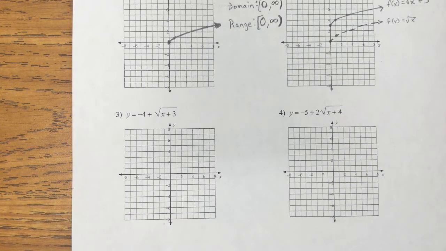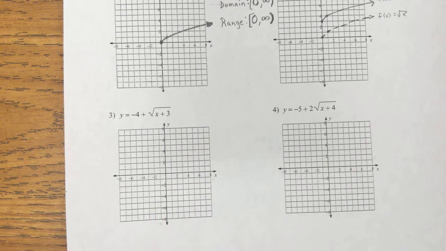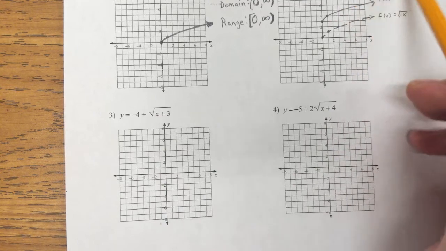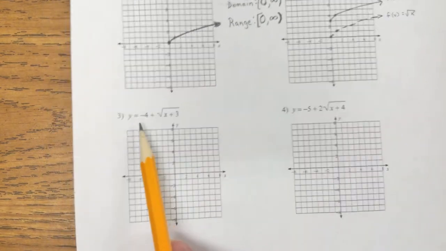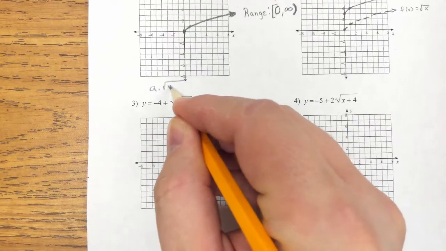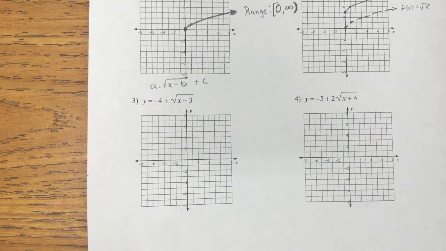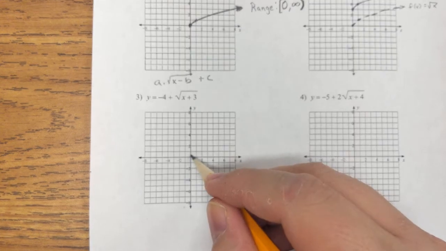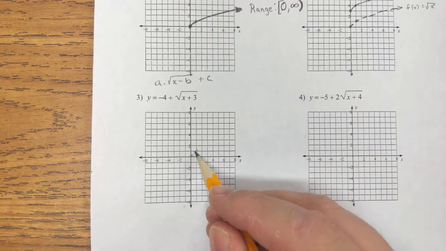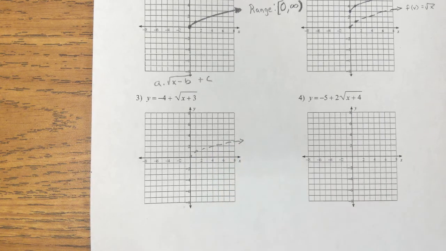Let's look at another one. Okay. This one's written a little bit differently than what this is up here. So we've got this. Remember, we're using this, a times square root x minus b plus c. Okay. So here's my parent function again. Get that graphed on there just so to help us think about it.